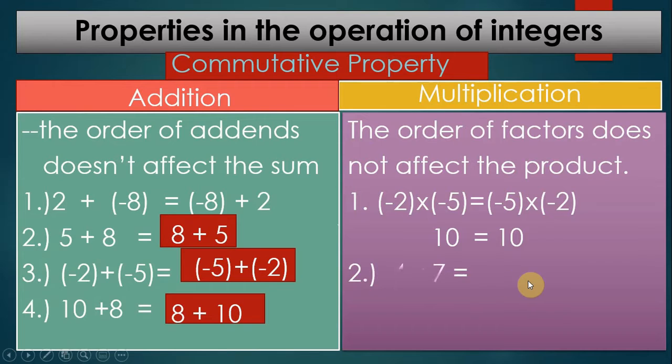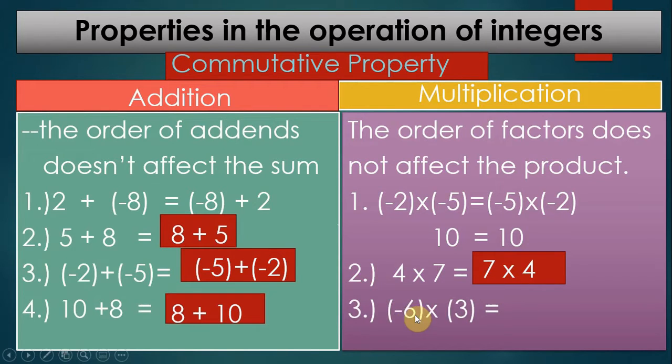Okay. Second example, 4 times 7 is the same as 7 times 4. And number 3, negative 6 times 3 is the same as 3 times negative 6. The order of the multiplicand and multiplier doesn't affect the product.